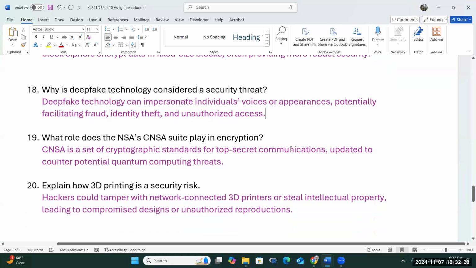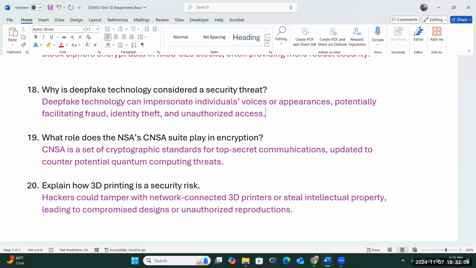And then lastly, your 3D print. So explain how 3D printing is a security risk. Hackers can tamper with the network using the 3D printer connection. Just like your wireless printer or any form of printer, anything that's connected to the network can be an entry point to your network. You just got to make sure that you secure all your endpoints. That's the goal.